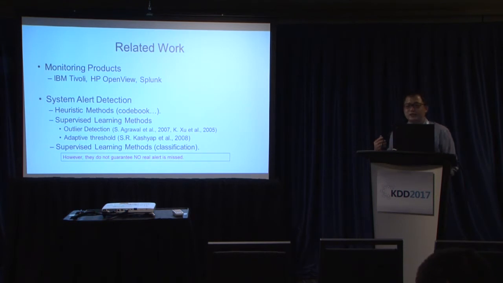If you look at related work, people have been using monitor products with supervised learning, outlier detection, or classification methods. And as we said, it's probably good to publish papers, but none of them can be applied to a real scenario because no classifier can guarantee 100% accuracy. Which means if you're using that classification-based approach, no matter how accurate your classifier is, there's a chance that you may classify a real alert as a false positive. So how do we do that?